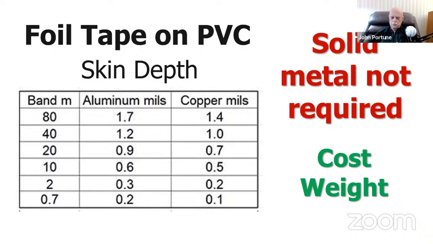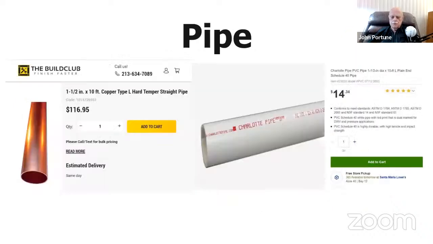But because of this, making a loop with foil tape does not have to be all metal. You don't have to go down to your hardware store, give up your 401k to buy enough copper pipe to build a magnetic loop. Waste of money. Also a waste of weight, very heavy. You don't even have to make it out of solid aluminum. Just make it out of PVC pipe with some foil on the top of it, and it works just as good. This is a real optimization for mag loops.